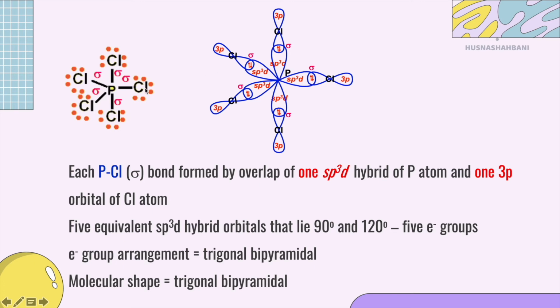Cl, you have to draw the orbital for Cl as we did before. The unpaired electron of Cl is in the 3p orbital. So that's why you have to draw the 3p orbital of Cl overlapping with each sp³d orbital of the phosphorus central atom. So this is the final hybridization of PCl5. Hybridization only involves the central atom.